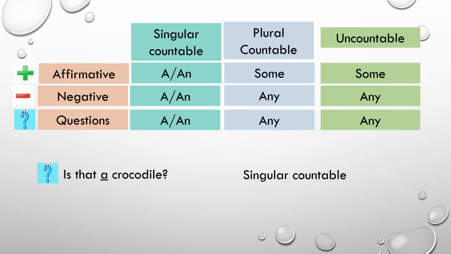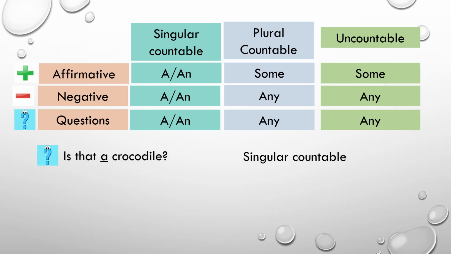Let's look at the following examples. Is that a crocodile? We use a because the word crocodile starts with a consonant sound. And crocodile is a single countable noun. Mari kita tengok contoh seterusnya. Is that a crocodile? Adakah ia seekor buaya? Kita guna a sebab perkataan crocodile bermula dengan bunyi consonant. Dan crocodile ialah singular countable noun, satu benda yang boleh dibilang.